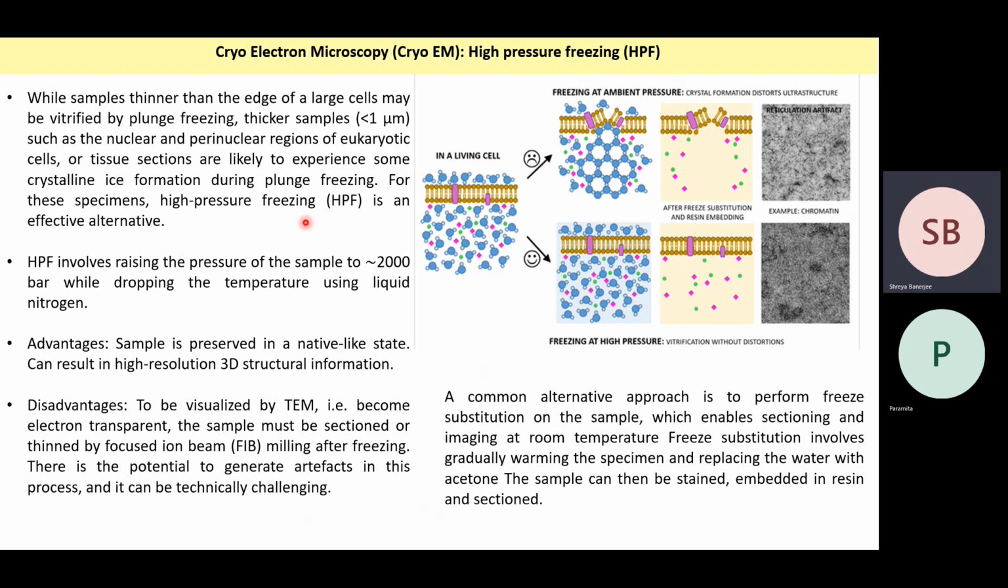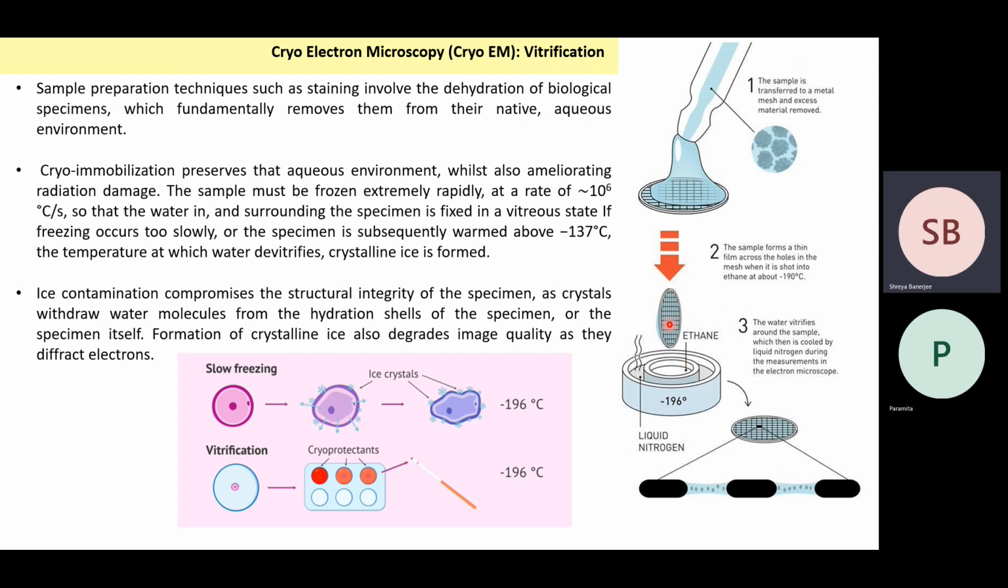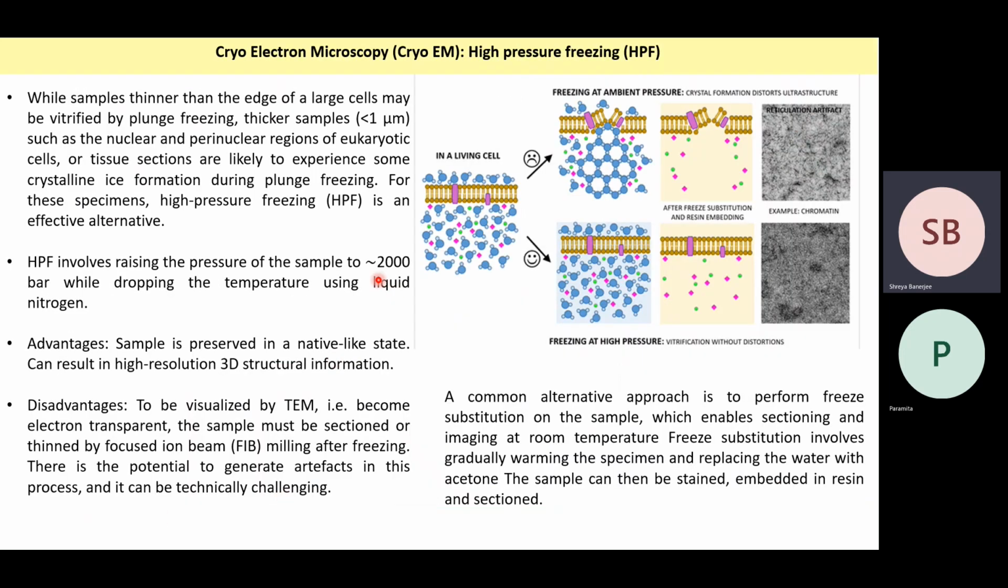For these specimens, high pressure freezing or HPF is an effective alternative. What this is basically saying is that if you have a very thin specimen, you can suddenly plunge it into liquid nitrogen and take it out and it becomes vitrified. But if you have a thick specimen, that will not work. So what happens in the HPF method is that the pressure on the sample is raised to around 2000 bar while dropping the temperature using liquid nitrogen.